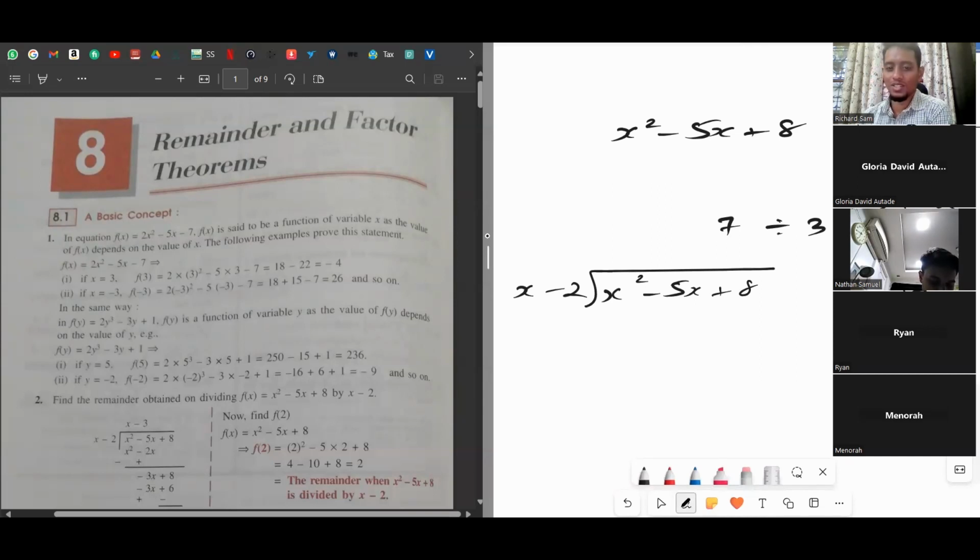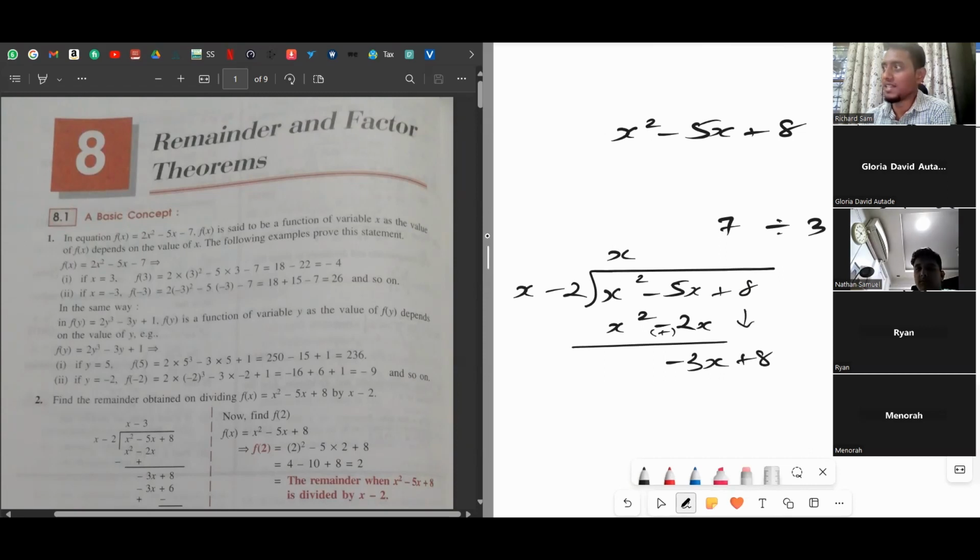Okay? So first you'll do x into how much is x square? x into x is x squared. Then you'll do minus 2 into x. Minus 2 into x is minus 2x. Then you'll subtract this. You don't need to do all this because there's a shortcut method, but let's just do it. So when you subtract, the sign will change. This minus will become plus. Minus 5x plus 2x is minus 3x. Then you bring down the next number, that is plus 8.